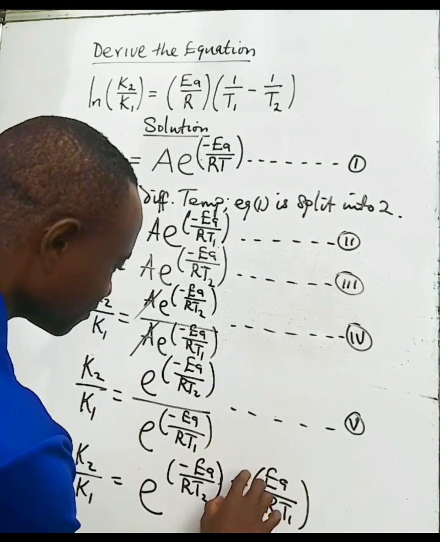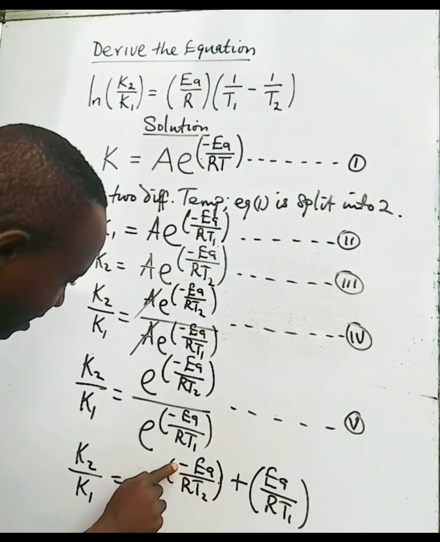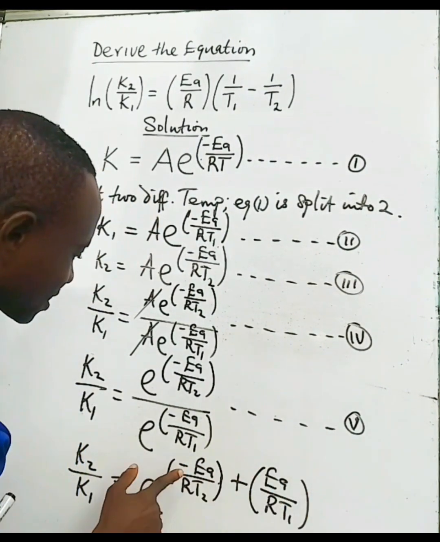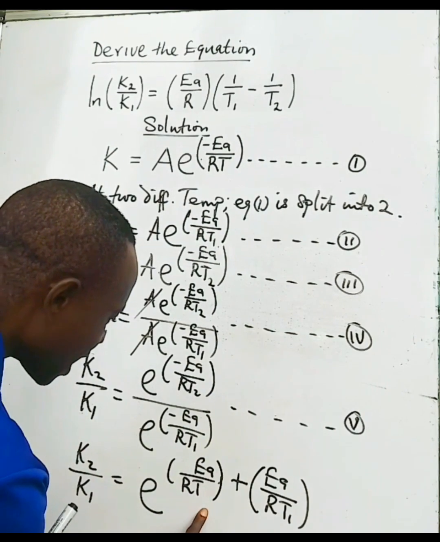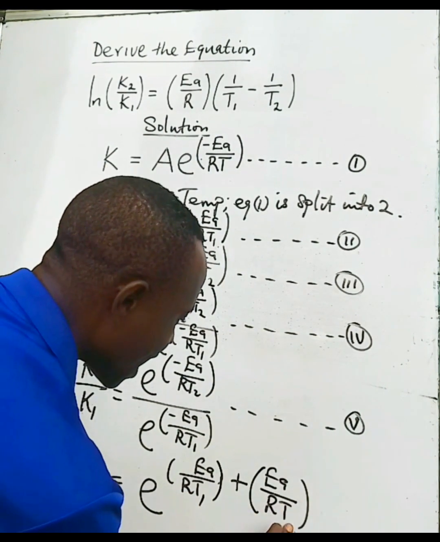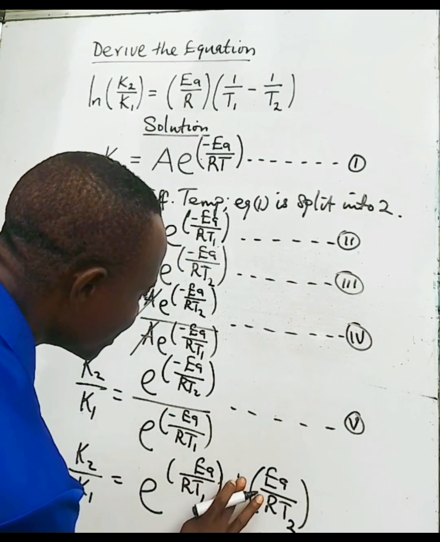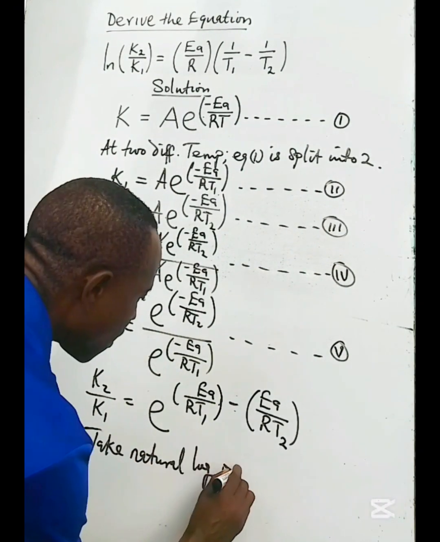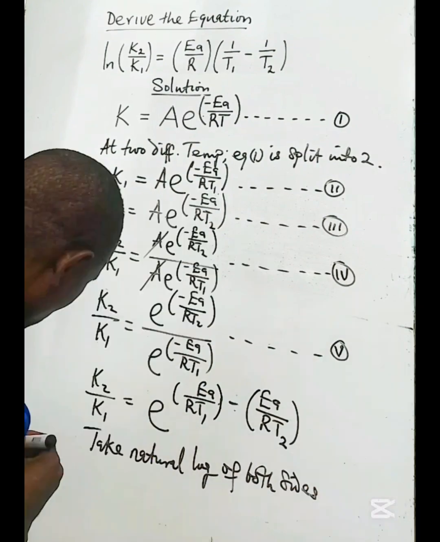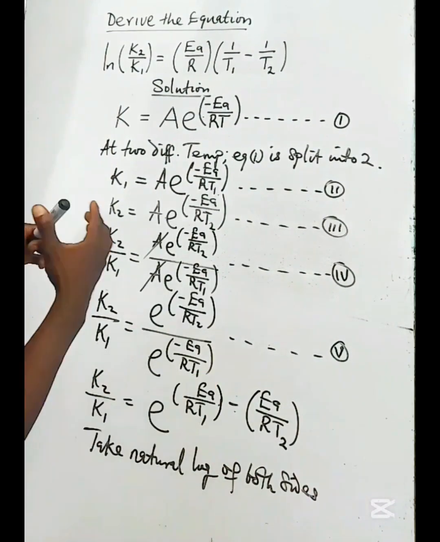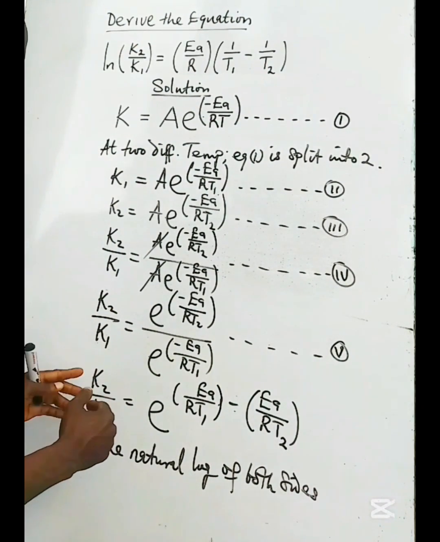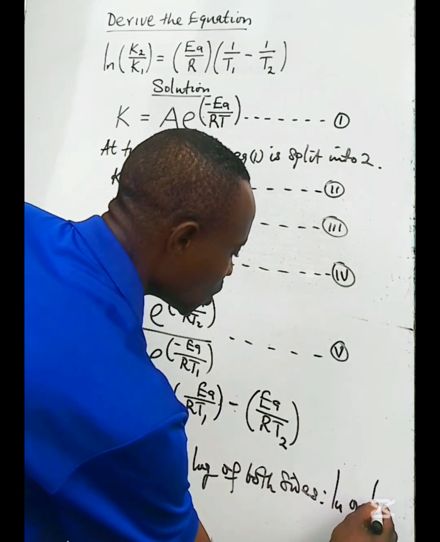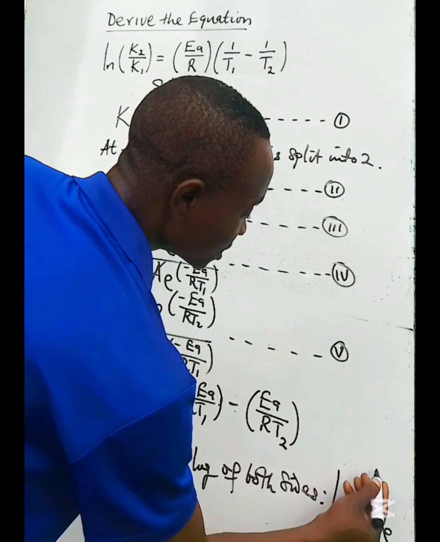Now look at this. EA here is positive. The whole of this is positive. And the whole of this is negative. So it's better we bring this here and bring this there. When we do that, we now have T1 here and T2 here and negative here. And after this, you take natural log of both sides. Because if you look at this, it is gradually resembling this. And natural log of both sides means ln, or log in base e.